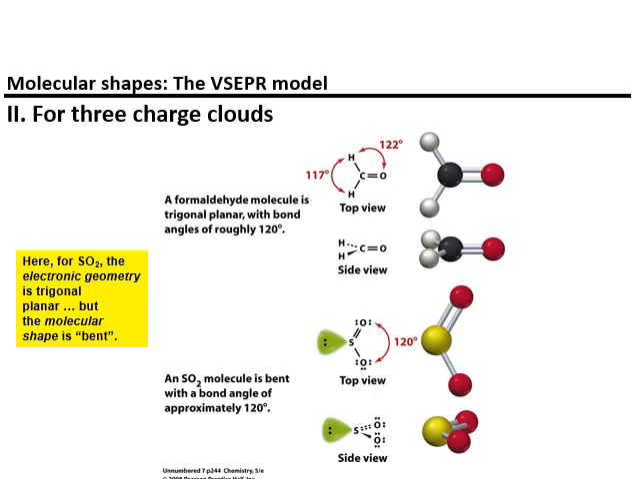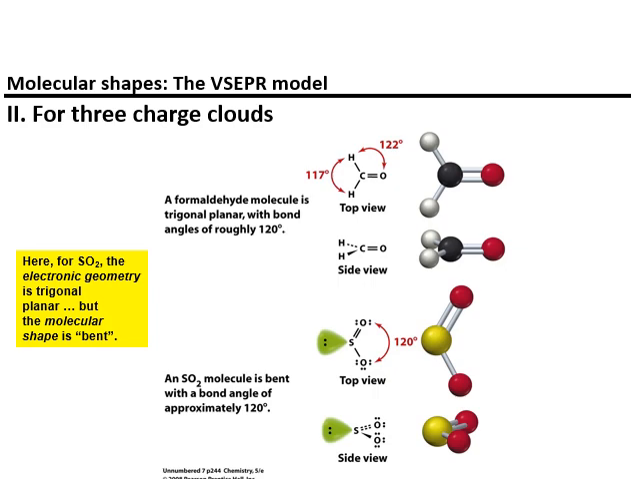So we say that that shape is called bent, B-E-N-T, bent. It's just like if you take a piece of wire and bend it, right? So that's the shape for SO2. It's also the shape for H2O, which we'll see later. So for three charge clouds, the molecular shape can either be trigonal planar or it can be bent. And that's all you have to remember for three.